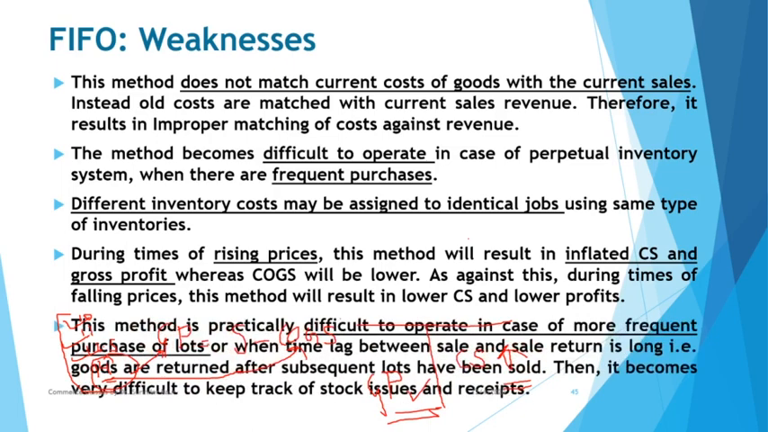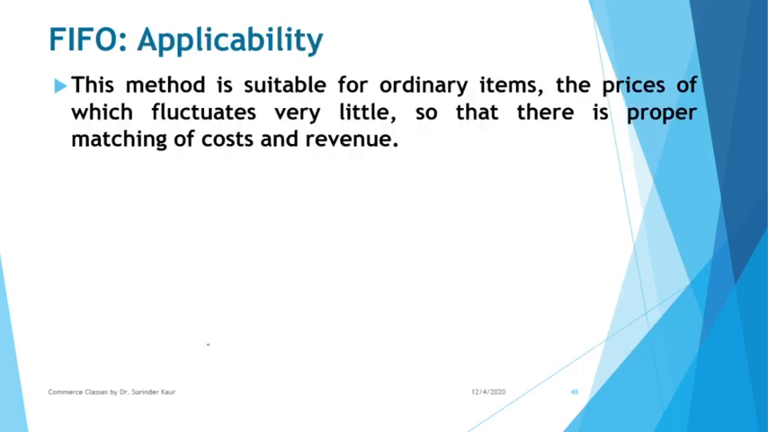Then this method is difficult to operate in case of more frequent purchases of lots, as I have given you. It becomes very difficult to keep track of the stock issues and stock purchases, etc. So this method is suitable when the prices are fluctuating very little, and the items are ordinary. I mean, simple items which are interchangeable, and the price fluctuations are very little.